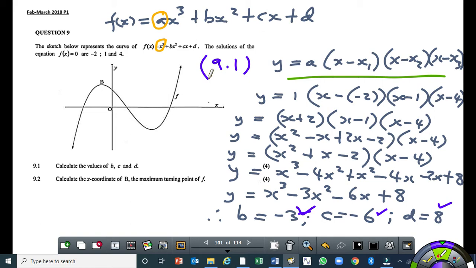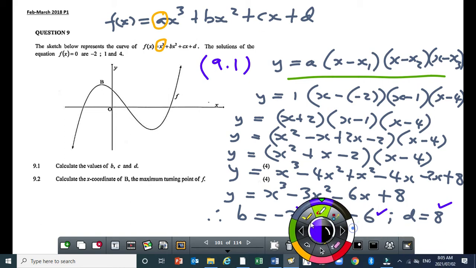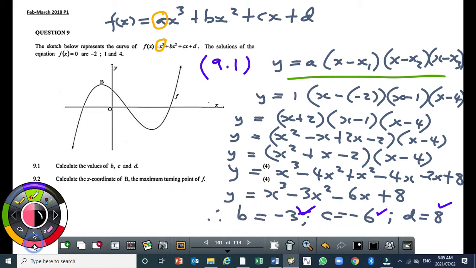There is a connection. And as you can see, there are 4 marks for the first one, another 4 marks for the second one. Right? It's quite a lot of marks. Right? So the next thing now is, I'll take this equation here. Since the question here says, calculate the x coordinate of B, the maximum turning point of f. The x coordinate is referring to the value of x here. The value of x here.